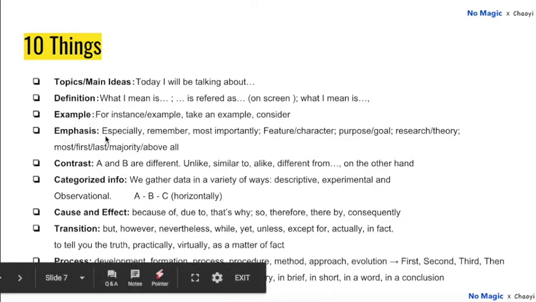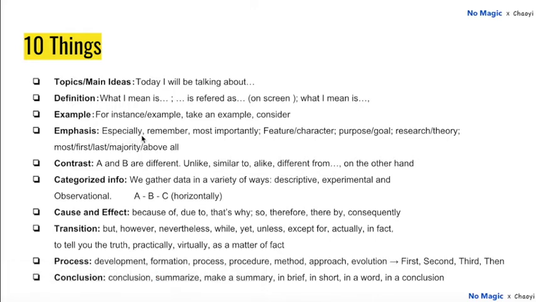And then emphasis. Emphasis is very important in lectures because that means the professor wants you to remember something. So the professor will always use words like especially, remember, most importantly, or he or she might mention some remarkable features of some kind of product, the purpose of a research, or the important theory they discovered after they conducted some research. The speaker might also use words like most, first, last, majority, or above all. Something is very important, so above all.